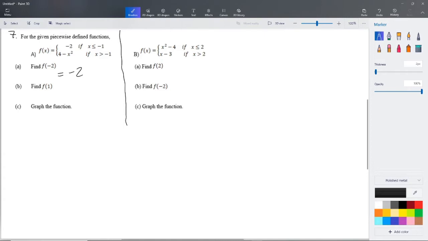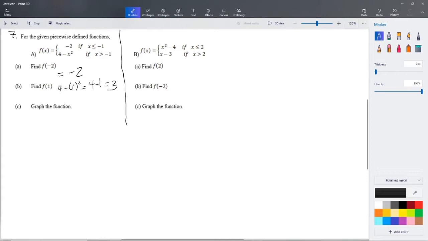All right, f of 1. Well, again, is it the bottom one or the top one that we use 1 on? It's the bottom one because x is greater than -1. So we put in 1 for x, as in 4 minus 1 squared, which is the same as saying 4 minus 1, otherwise known as 3. So on part B, the answer is going to be 3.